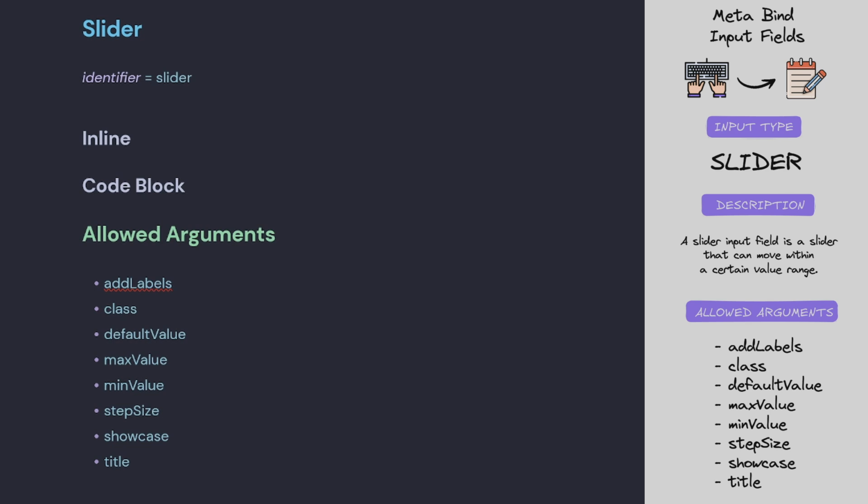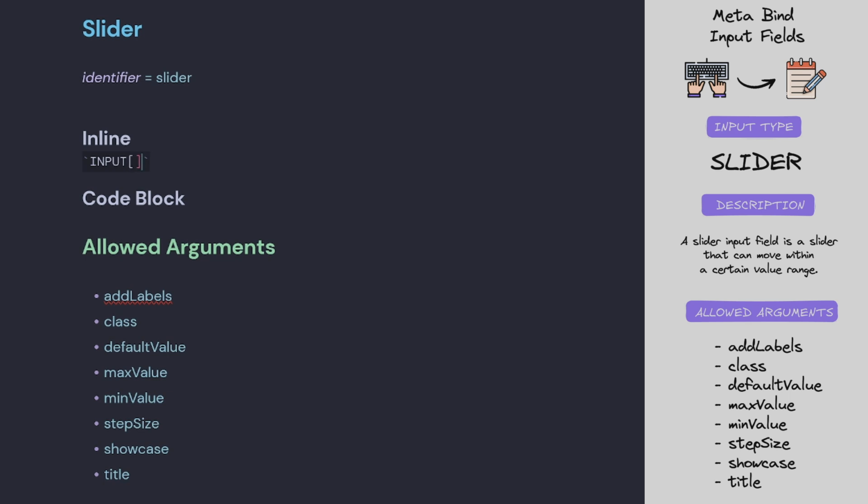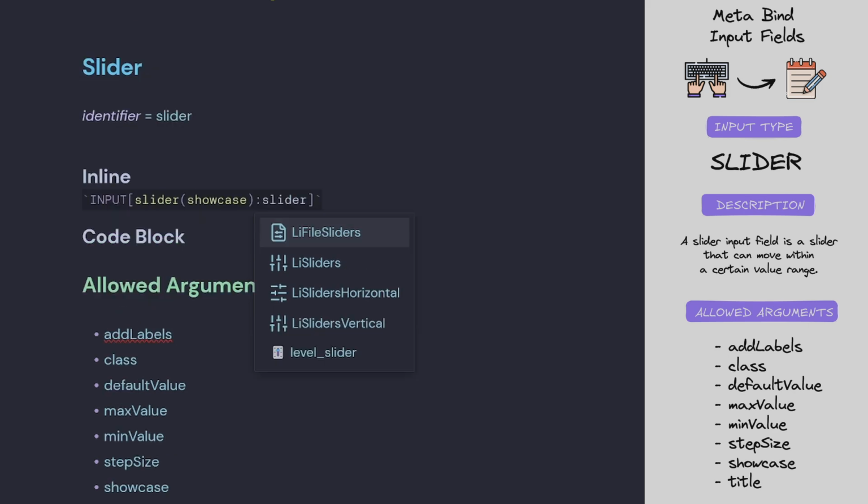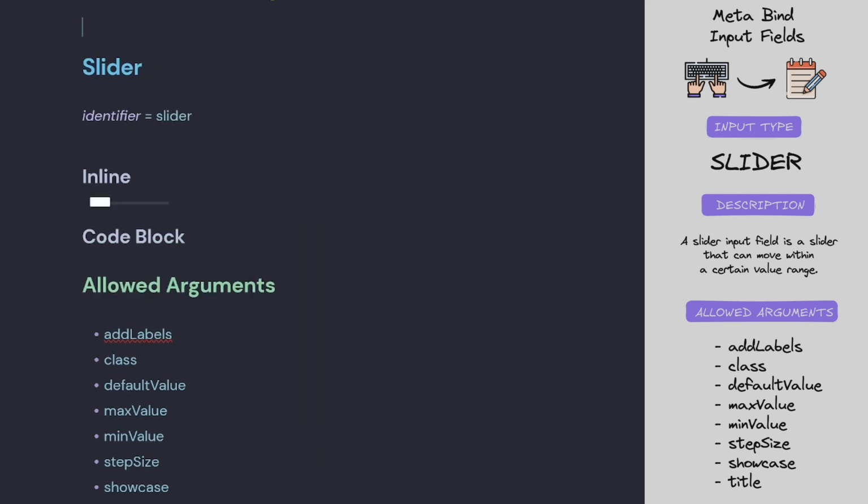We'll now look at the last numbers input field, which is slider. So we have the identifier slider and it works inline as well as code block. So we'll start with the inline. We've got slider. So we'll just do a simple showcase, and we'll bind it to our YAML property called slider. And we'll create our YAML property slider.